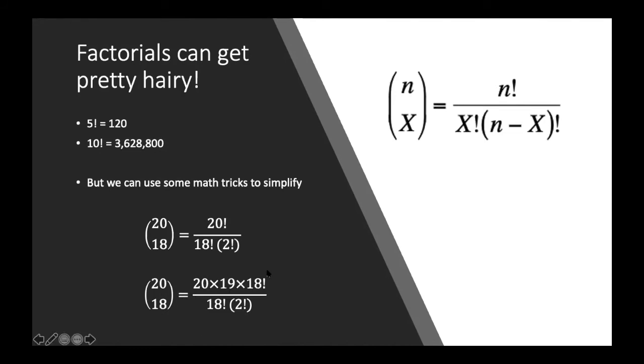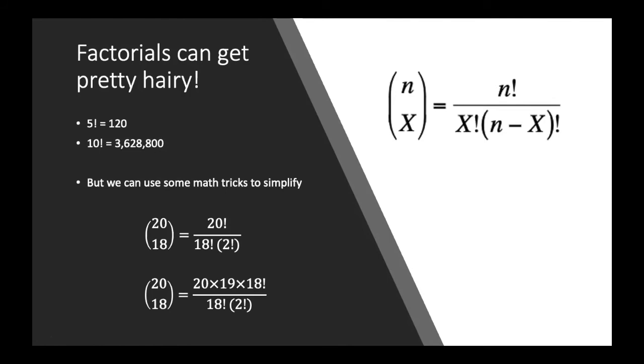But what that means, 18 times 17 times 16, and so on, is actually the same as 18 factorial. Okay, so we can rewrite 20 factorial as 20 times 19 times 18 factorial. And we don't have to write out all of the rest. In fact, we don't even have to calculate all of the rest.